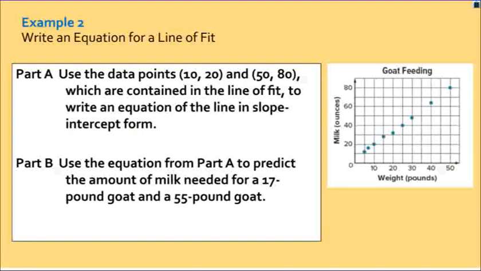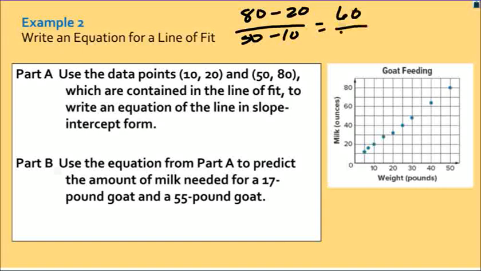Now going back here, we're going to use the data points that they give us to create the line equation. So I'm going to do 80 minus 20 divided by 50 minus 10, which will give us 60 over 40, then divide this by 20 over 20, and we get 3 halves, which is 1.5, which was close to what we had. We had 1.48. Rounded to the nearest tenth would be 1.5.